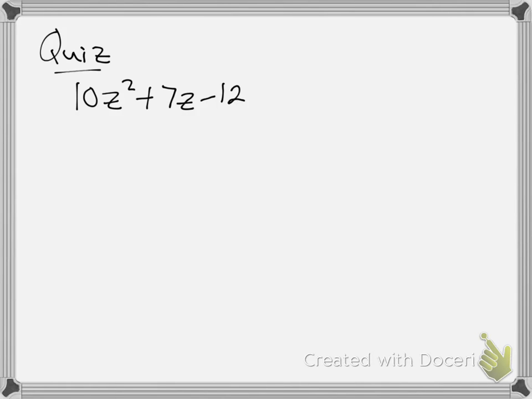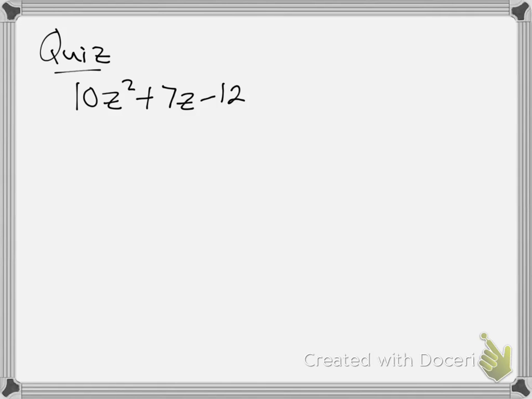Let me go over this one with you. So here's the quiz question: 10z squared plus 7z minus 12. So, okay, we factor. What's the first question we're supposed to ask in every factoring problem? Can we take out a greatest common factor?